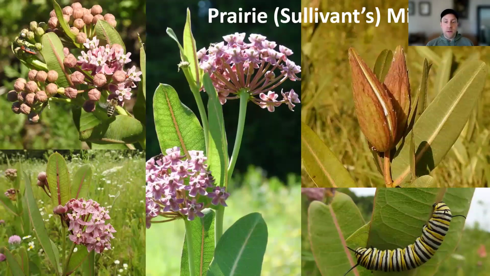This is one of the less common ones. It's a prairie milkweed or Sullivan's milkweed. Looks like a really giant version of a common milkweed with more colorful flowers. It is restricted to the more southwest part of Ontario right now, but was historically found in the GTA. And you do find monarch caterpillars on these plants as well. So I'm not sure if they prefer them or not, but they don't hate them.